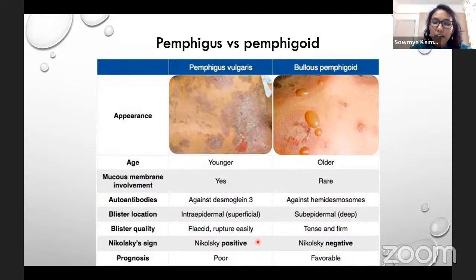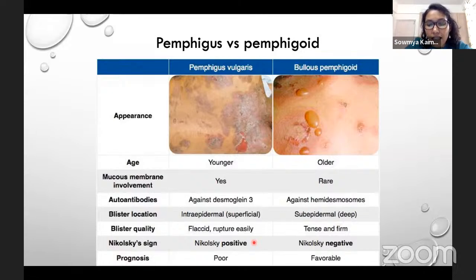Another important difference to remember, the entire pemphigus group of disorders have what is known as the Nikolsky sign positive. So Nikolsky sign positive is nothing but an extension of the microscopic acantholysis that's occurring. So because your structural integrity of the epidermis is compromised, there's loss of cohesion between the keratinocytes.